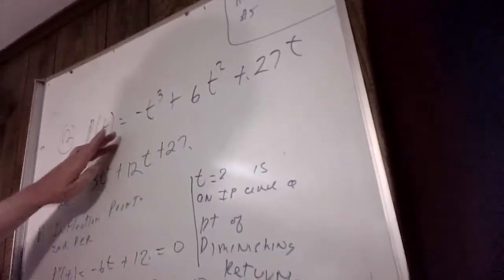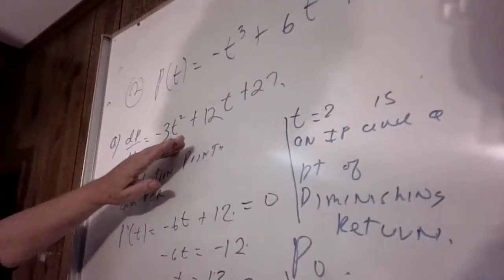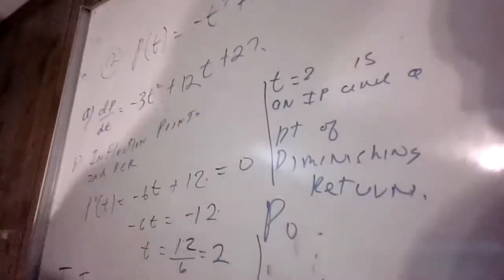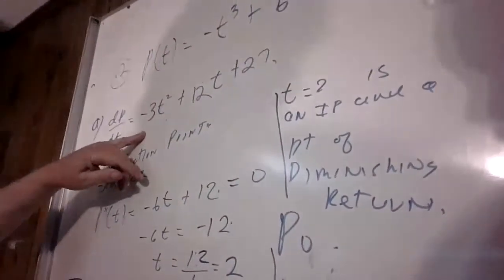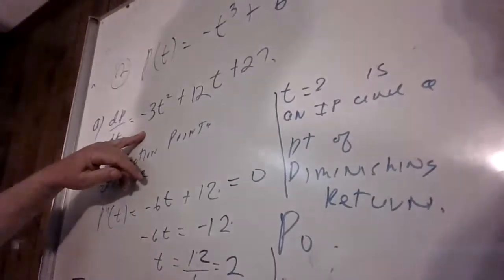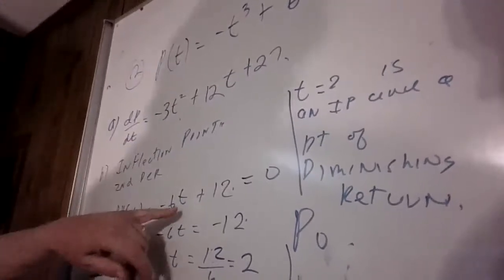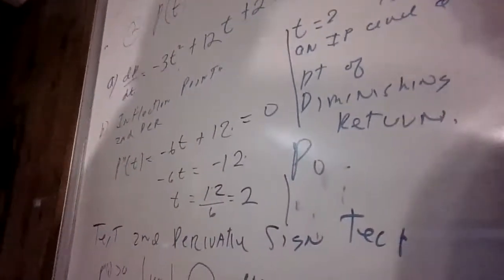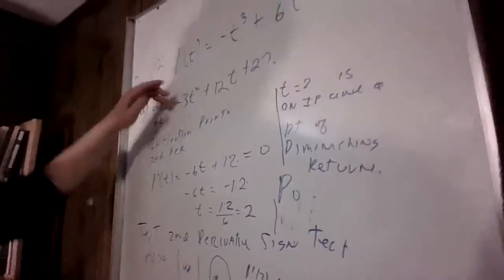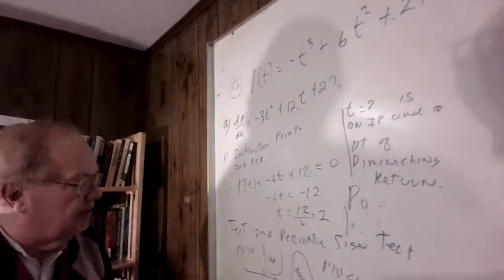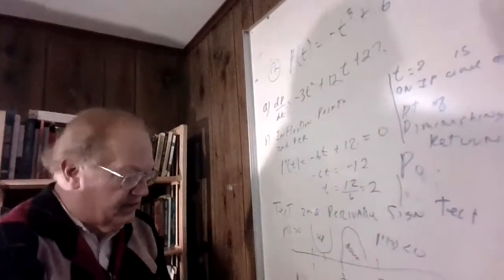All right, but anyway, the technique is there. You take the first derivative. If I had asked you to find max min, I would set the first derivative equal to 0, probably use the quadratic equation and find the t-values. And then I would use the second derivative and substitute those t-values to see if I had a max or a min profit point. I didn't ask for that in this one. I just wanted to find inflection points and the point of diminishing return.